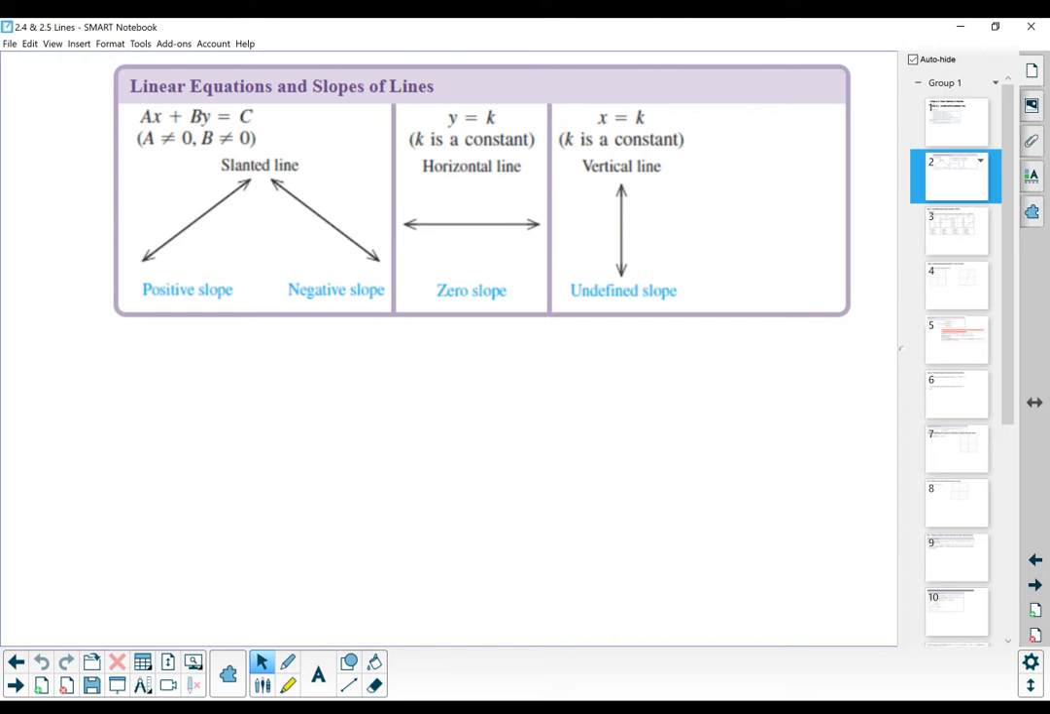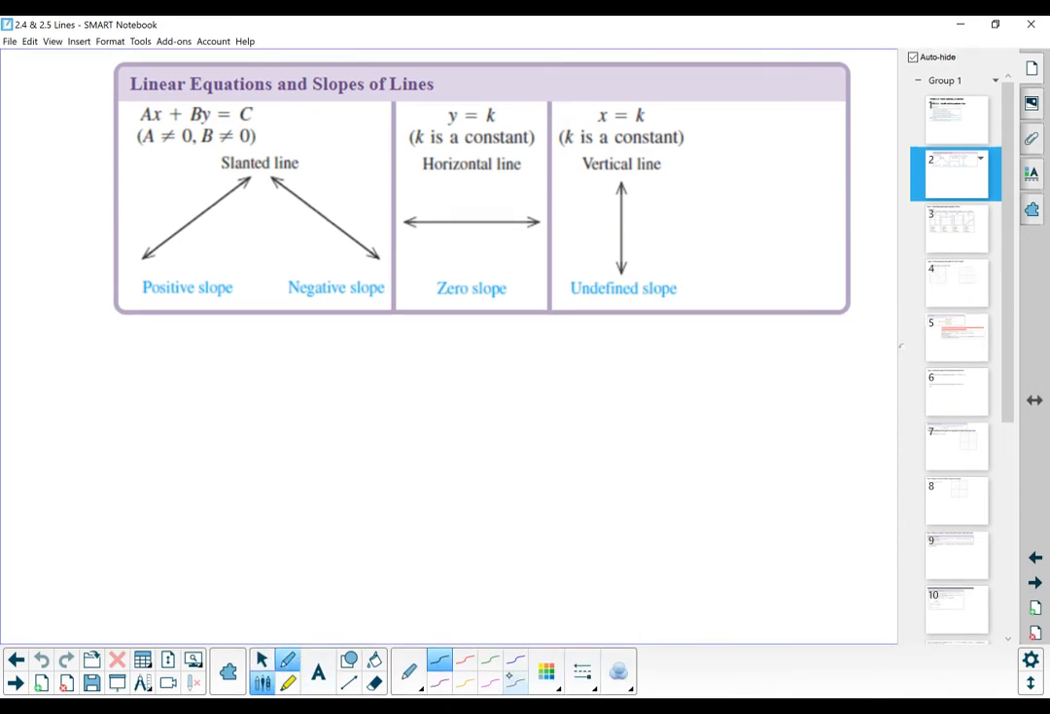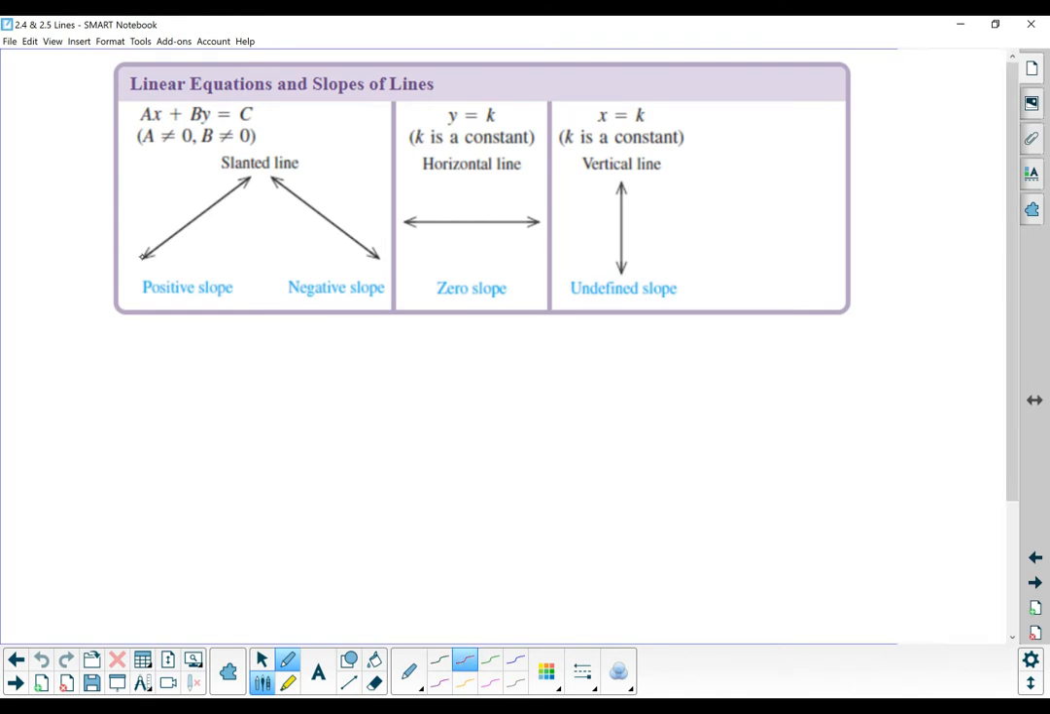First, want to just talk about slope on lines. So if a line is increasing from left to right, we say that's a positive slope. And if a line is decreasing from left to right, we call that a negative slope.